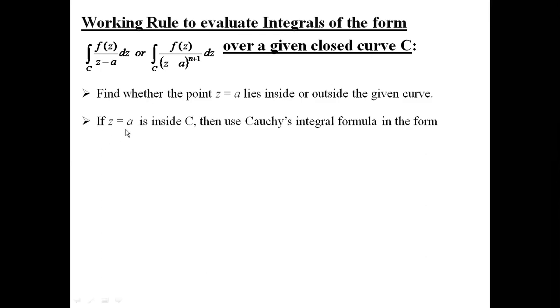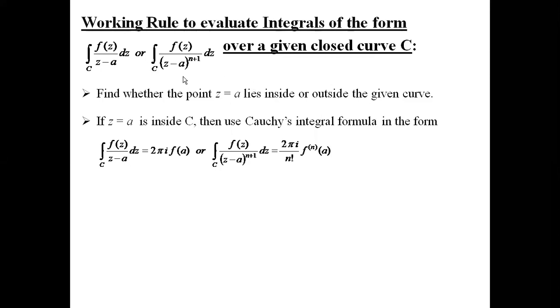If z equal to a is inside the closed curve C, then use Cauchy's integral formula in the form integral over C f of z by z minus a dz is equal to 2 pi i into f of a. Or if the integral has (z minus a) whole power n plus 1 in the denominator, then we use generalized Cauchy's integral formula, which is integral over C f of z by (z minus a) whole power n plus 1 dz is equal to 2 pi i by n factorial into f^n of a.